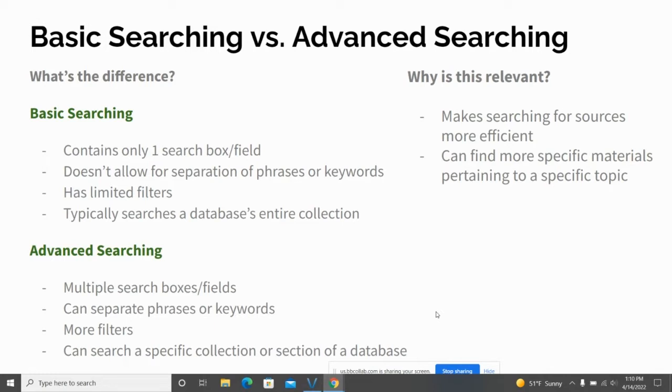So why is this all relevant? Really, the main reason is because it makes searching for sources more efficient. We're all about making things easier, and so doing basic and advanced searching and being able to figure out which one you need to do is going to make your research process a lot faster and more efficient. It's also relevant because it helps you find more specific materials pertaining to a topic. And so, kind of like I said, if you know the topic you're searching for and you know what you need to find, the advanced searching techniques that I'm going to show you here are going to help you a lot when you're looking for a specific topic.